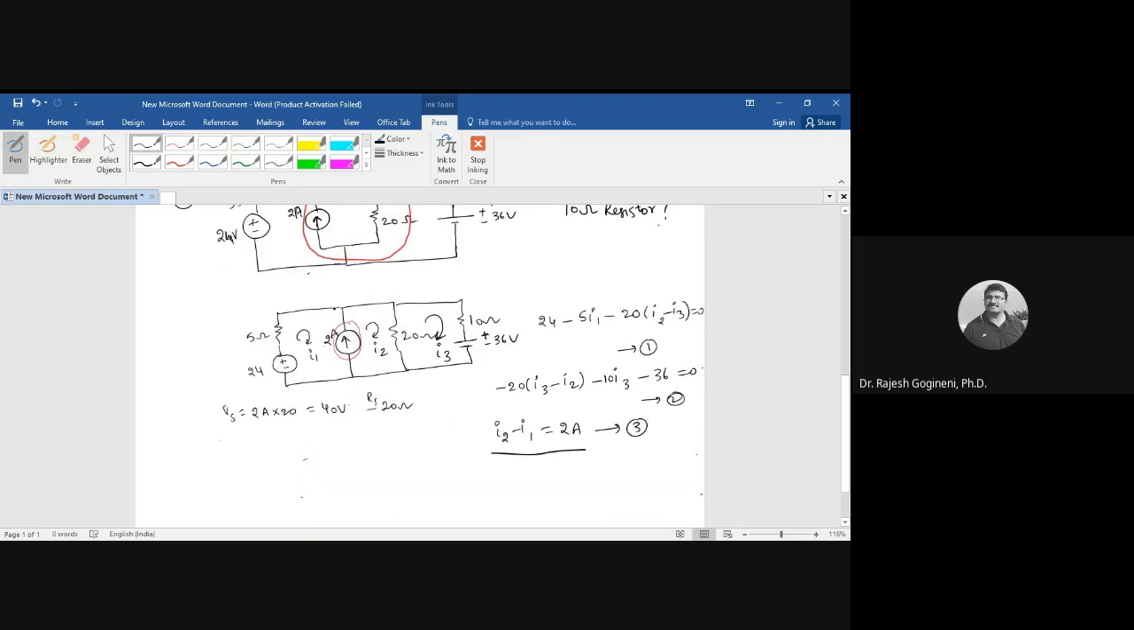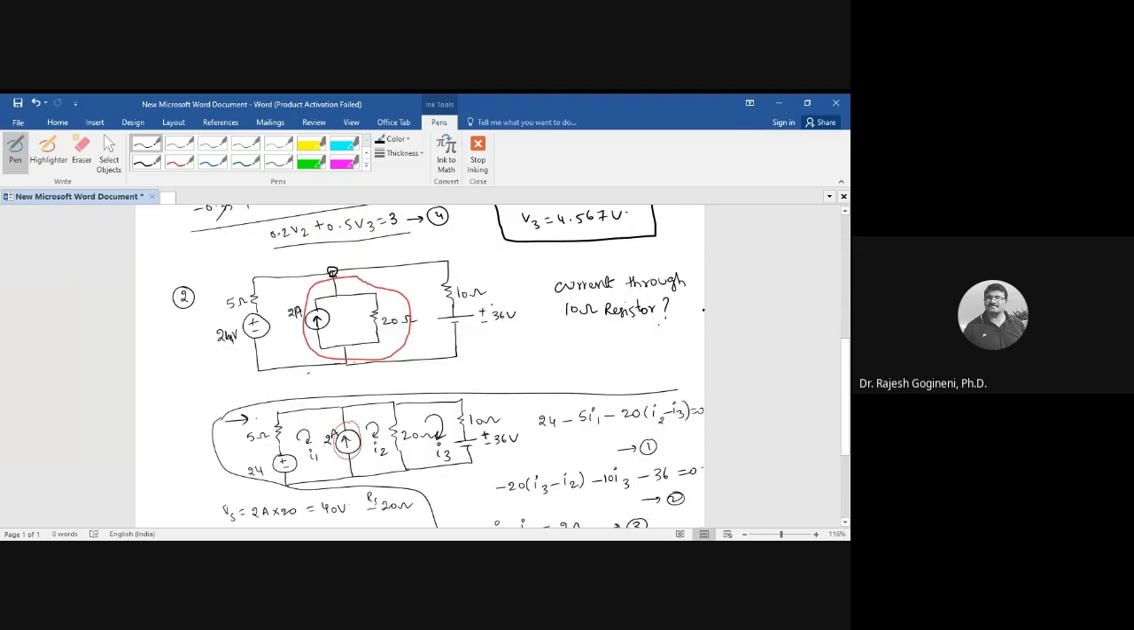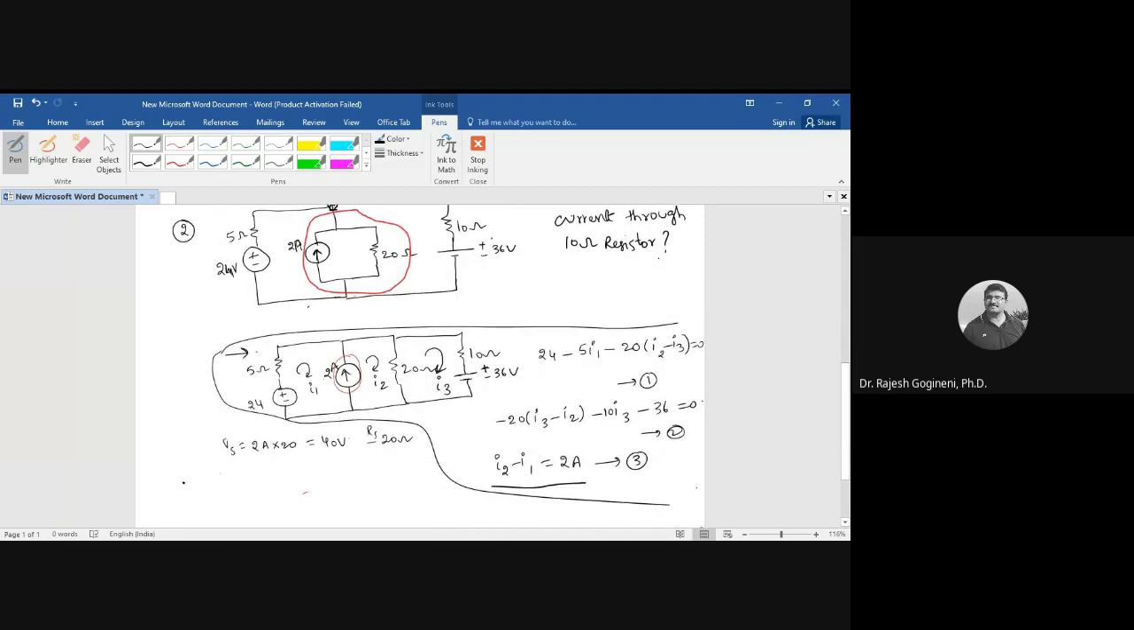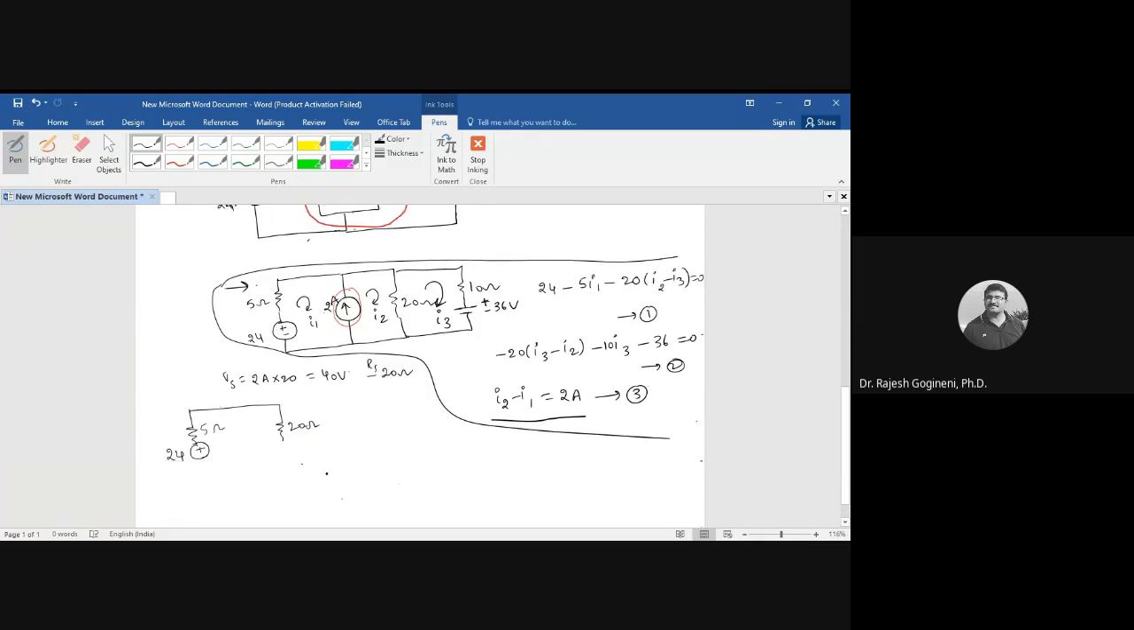This is one method. Already whatever we have discussed in the last class, this is one method to solve the problem. Both will give the same answer. Both the procedures will give the same answer for the current through the 10 ohm resistor. Now we can redraw the circuit after applying the source transformation. That means in the middle branch we can replace the current source in parallel with the resistor with a voltage source of 40 volts.